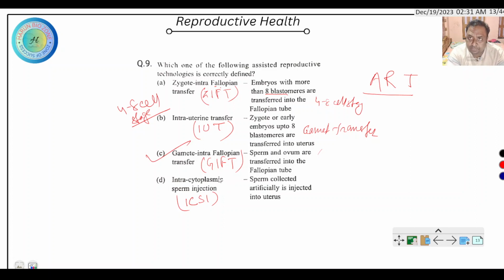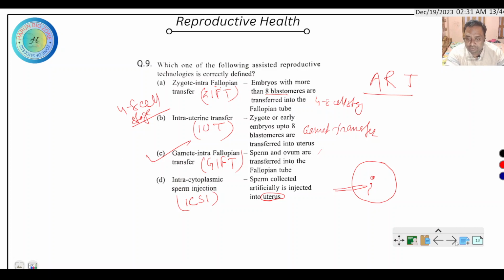Intracytoplasmic sperm injection: the ovum or egg from the ovary is taken, and through microinjection the sperms are directly injected into the cytoplasm of the egg cell. The sperm directly enters the egg cytoplasm. This is not intrauterine sperm injection, where artificially collected sperm is injected into the uterus. Here it is the cytoplasm of the egg. So the right answer is C.